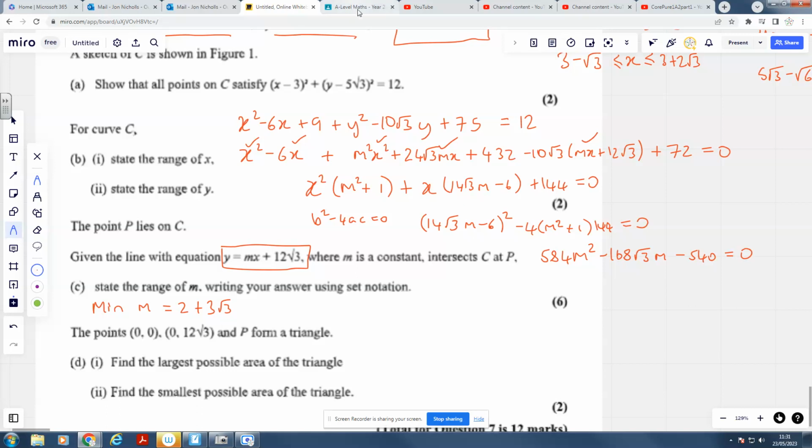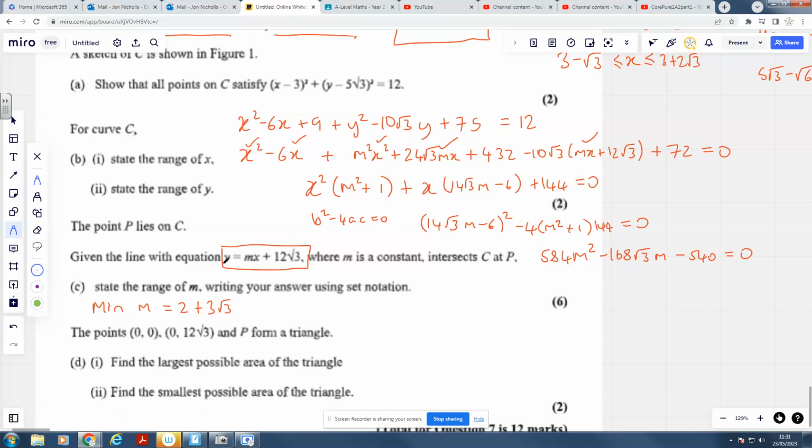I think at this point I'd probably just use a calculator to solve this particular problem. I haven't actually got a calculator. Can I ask Danielle? Danielle, have you got a calculator that solves quadratics? Could you just put in 584 for A, minus 168 root 3 for B, and minus 540 for C? So yeah, 584 for A, minus 168 root 3 for B, and then negative 540 for C. Yeah, negative 540. Sorry, I'm just asking an assistant to, just because I looked at that quadratic and I thought I'm losing the will to live.